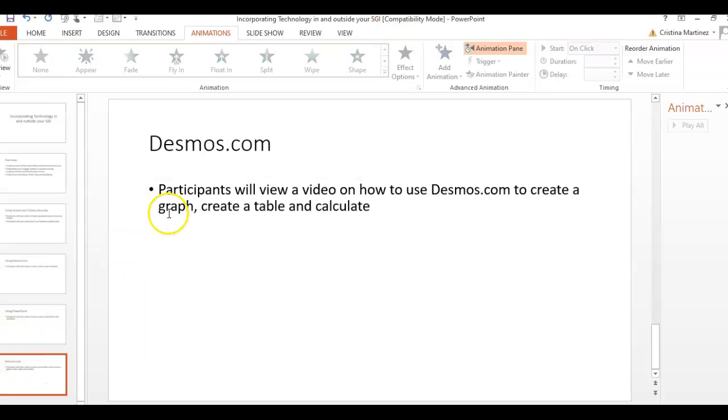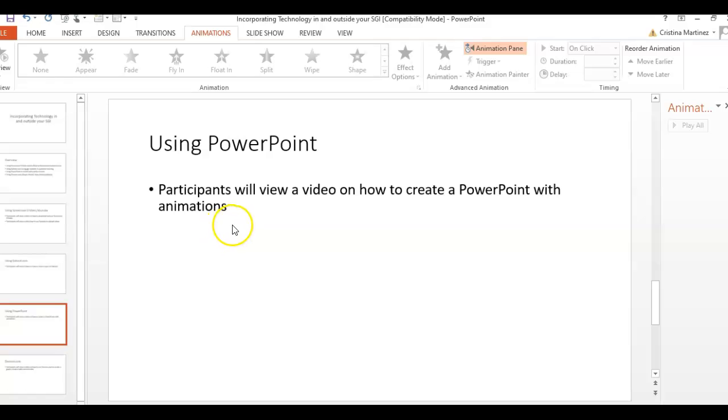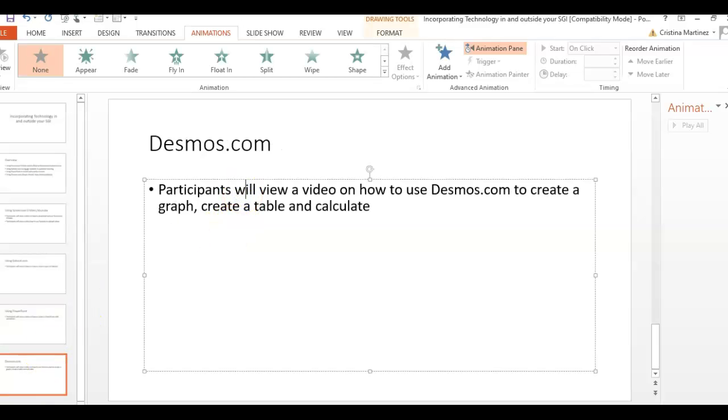And feel free. I mean, one of the next things we're going to go over, actually after doing PowerPoint, is Desmos. So stay tuned.